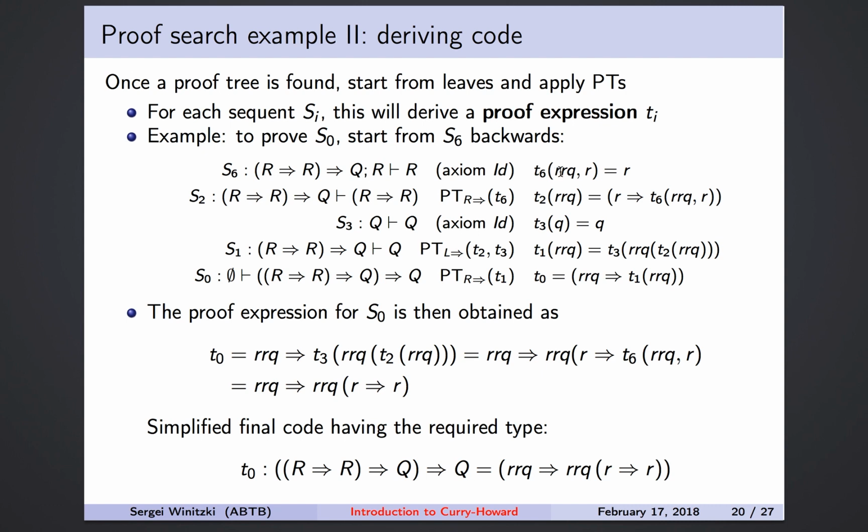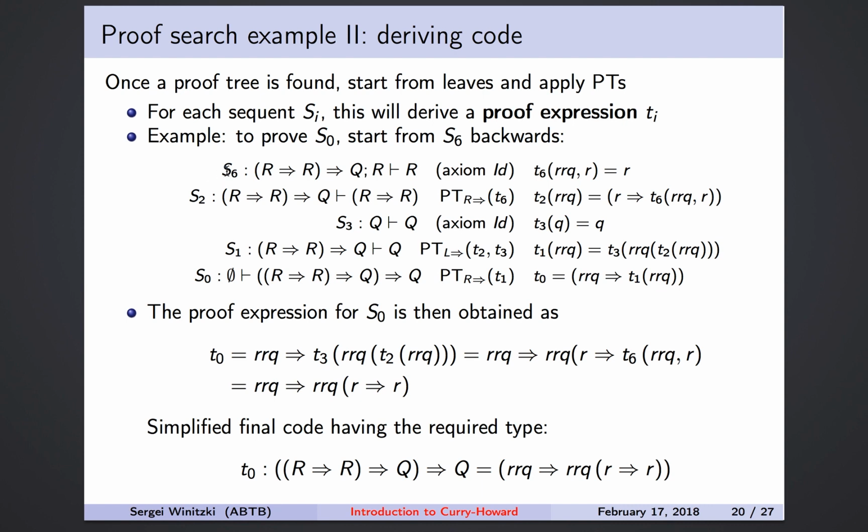So it's a function of RRQ and R. I just denoted the variable of this type by RRQ. The variable of this type is R here. So this function is very simple. It just ignores the first argument and returns R. So that is what the axiom does.